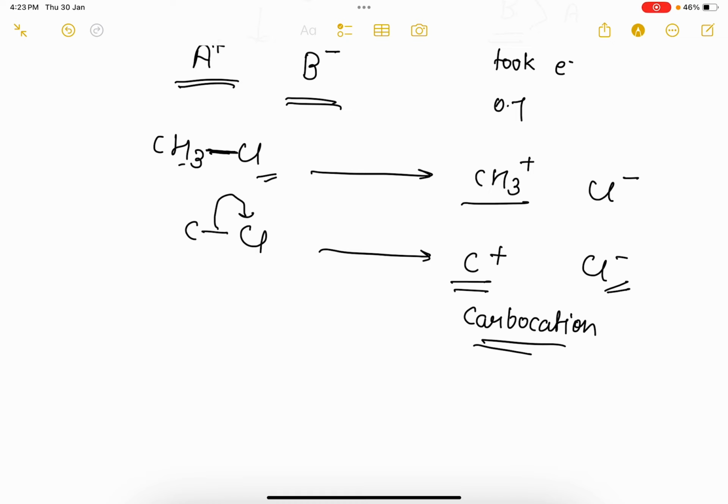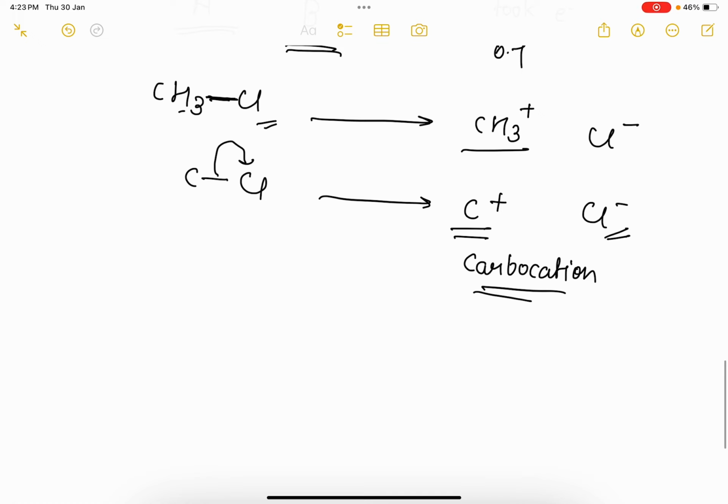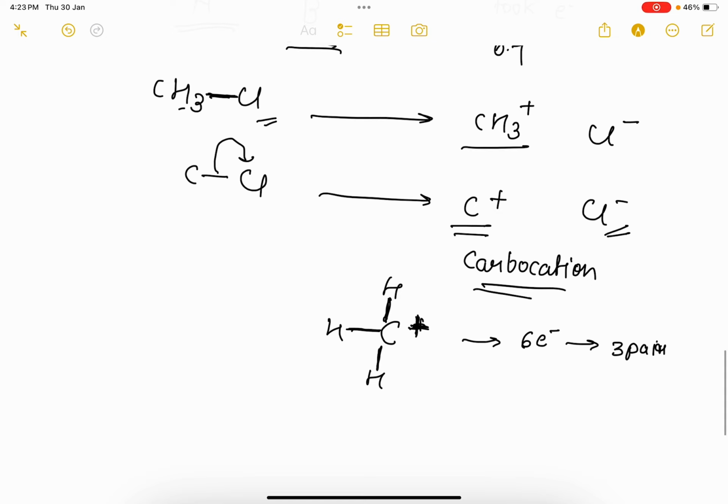Okay, so in the carbocation, or methyl carbocation, CH3 plus, there are 3 covalent bonds between carbon and hydrogen, and carbon contains a positive charge. Positive charge means less electron. One covalent bond contains 1 electron, 2 covalent bonds contain 2, and 3 covalent bonds contain 3. 3 pairs of electrons, which means the carbocation contains 6 electrons. 6 means 3 pairs of electrons. There is no unpaired electron.